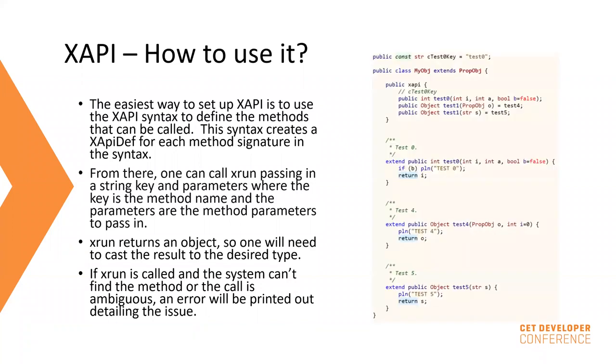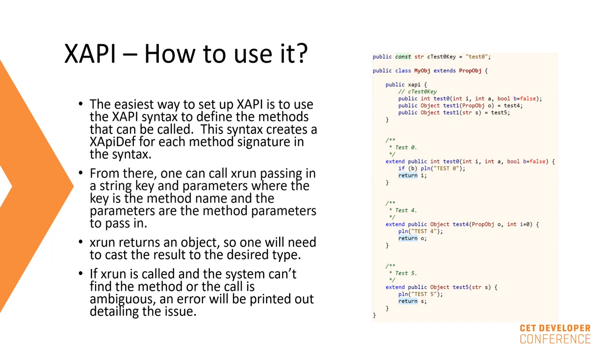On the right here, we have a little test class showing how to use the syntax. You can see at the top we have public XAPI, and then in that code block, what looks like just setting up methods there. And that's pretty much it. So you can see I have a few methods in the class.